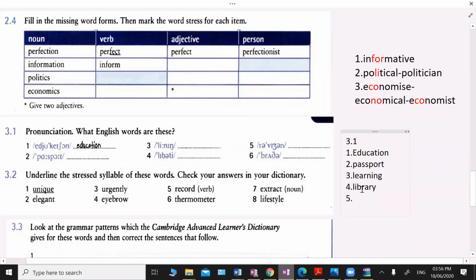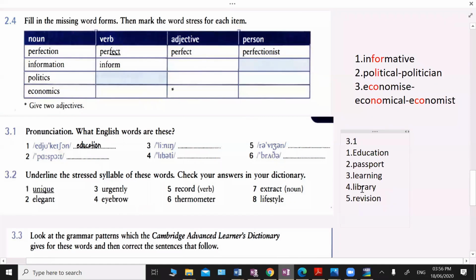Okay. Number 5. Number 4 is library. Can we look for number 5 now? You can see more details. You can practice more. Yes, you got it. It's right. Revision. You can watch some more videos about pronunciation, symbols, and you can have more practice.